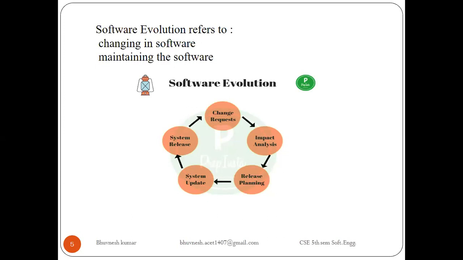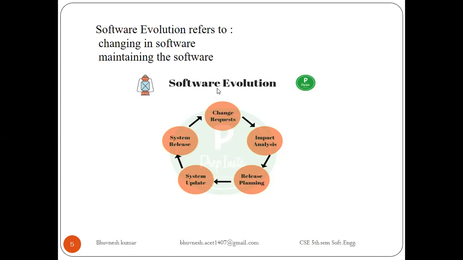Nowadays, technology is enhancing from time to time. When technology changes, we have to change our product along with it. That is why software needs to change according to technology. That is why software evolution refers to changing and maintaining your software.